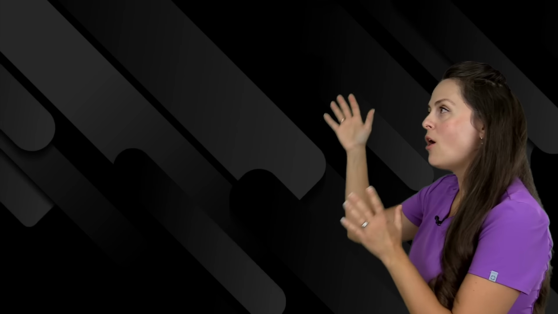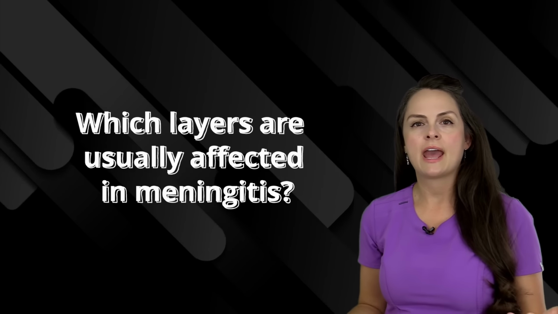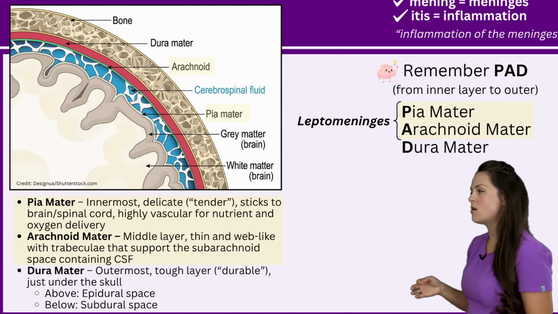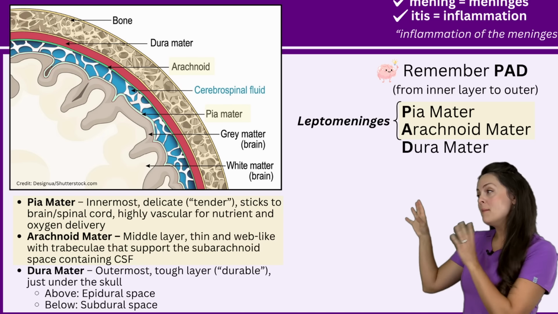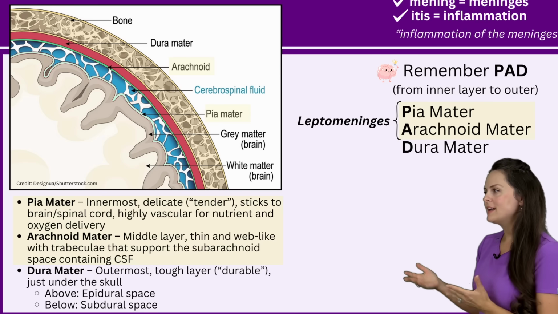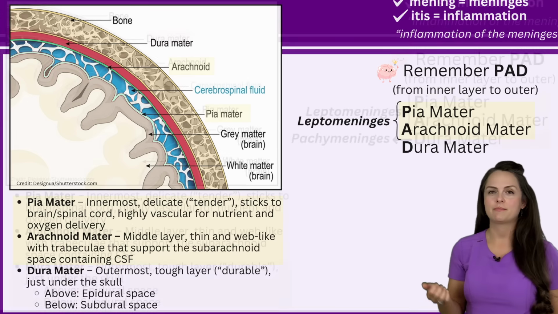So now that we went through all of those layers, you may be wondering which layers are most affected in cases of meningitis. Well, in most cases of meningitis, it tends to affect the pia mater and the arachnoid mater. And you may hear these maters sometimes referred to as the leptomeninges.